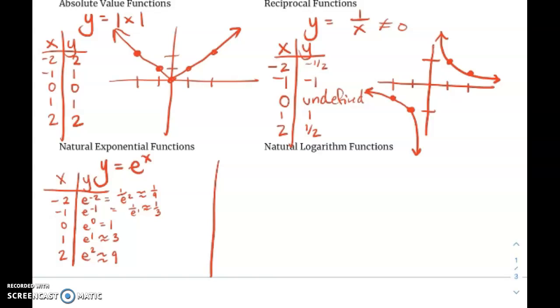So the graph then at -2, I'll need to go up to 9. 1, 2, 3, 4, 5, 6, 7, 8, 9. -2 is at 1/9. So that's really close to the x-axis. -1's at 1/3. So that's also really close to the x-axis. 0 is at 1. 1 is at 3. 1, 2, 3. And 2 is at 9.